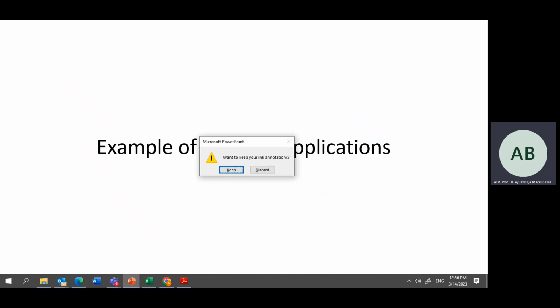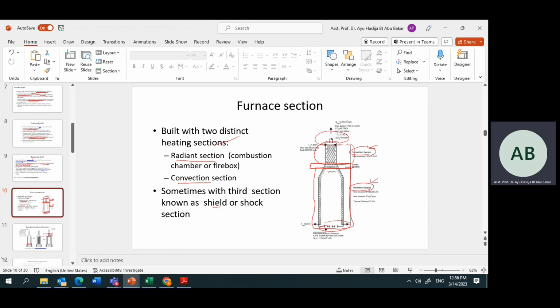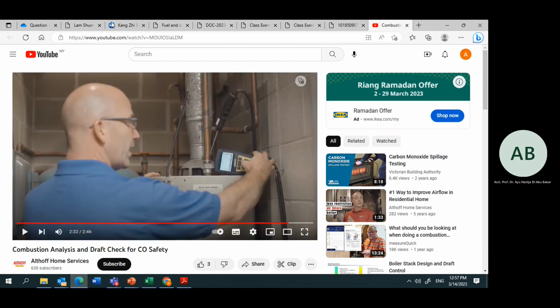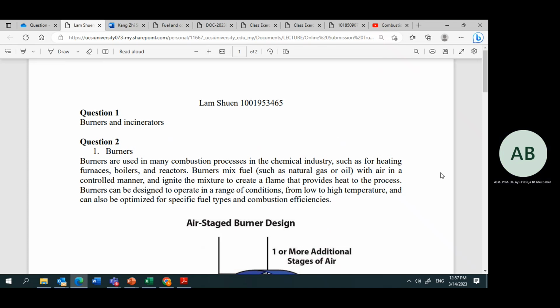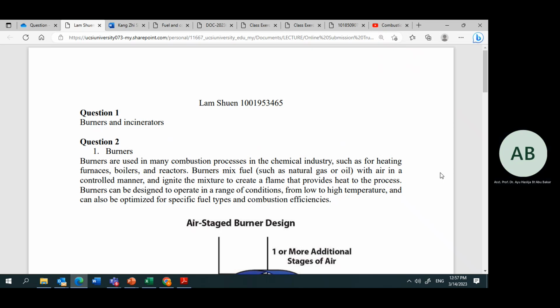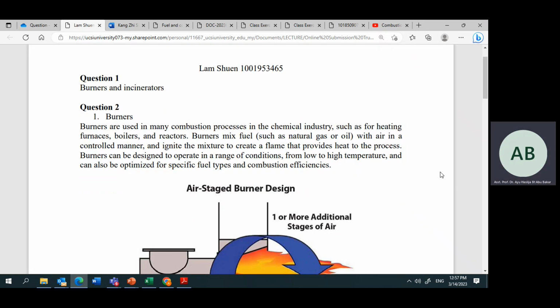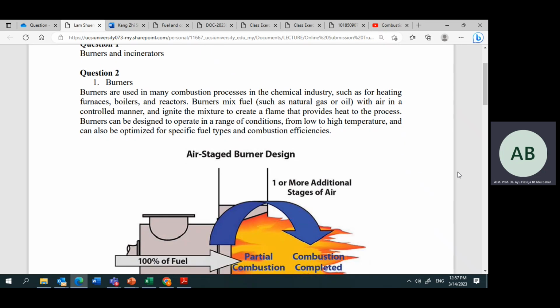Now we move to the exercise that you have done last week. Is Lam Xuan here? Can you discuss what you have submitted over here? We discuss what you understand from what you did. Question 1 is the two types of combustion appliances. Question 2 would be the description. Burners and incinerators, the two types of furnace. Now question 2, can you explain a bit?